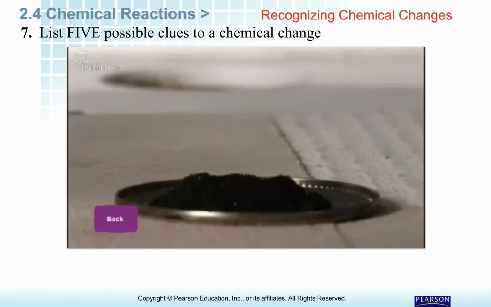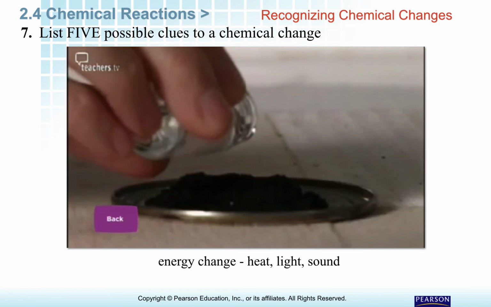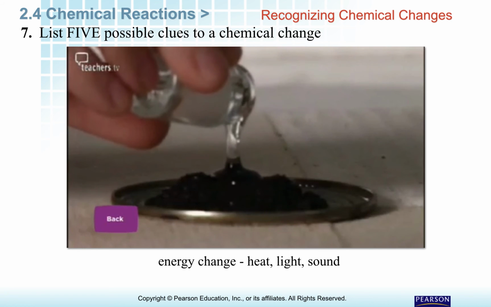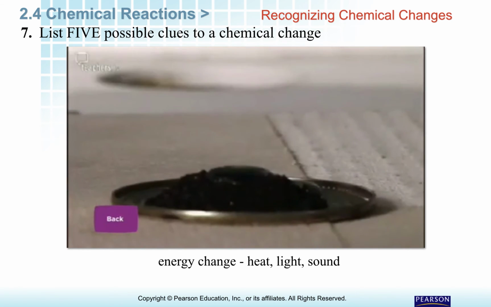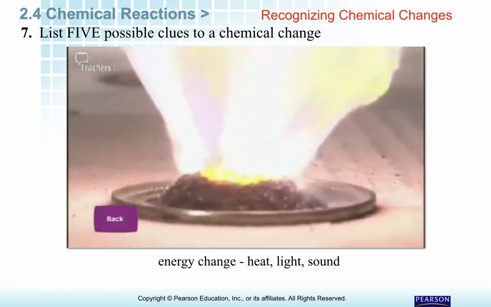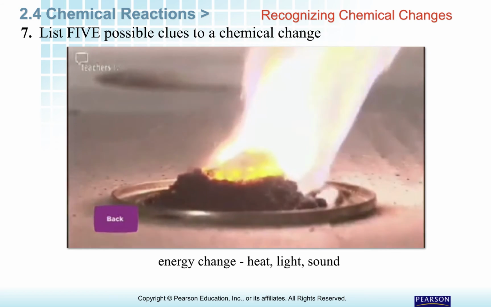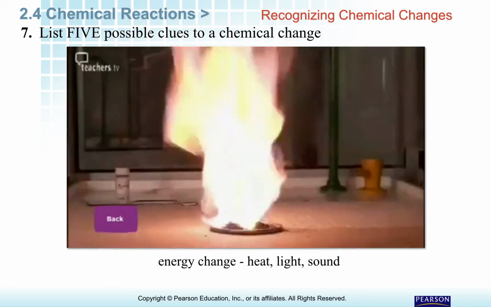Now there are 5 possible clues for a chemical reaction. The first one is an energy change. It could be in the form of light, heat, or sound. So what we have here is some glycerin placed on top of a chemical called potassium permanganate. Over time, they start to interact, and you'll see what happens when they do. You get lots of smoke, lots of fire, lots of heat, lots of energy. So that is the first and easiest way, an energy change. All that heat that's coming off there, all that light.